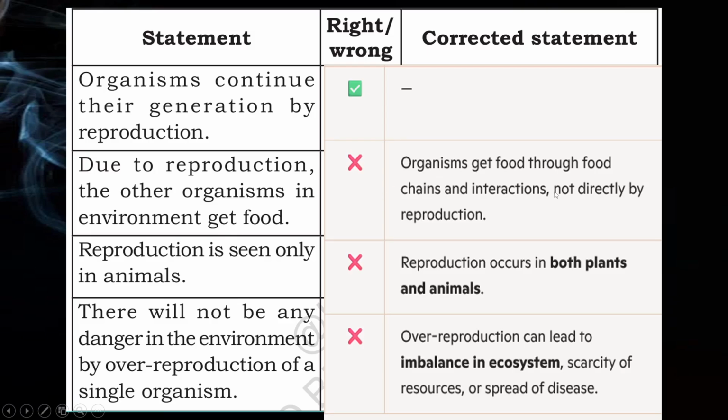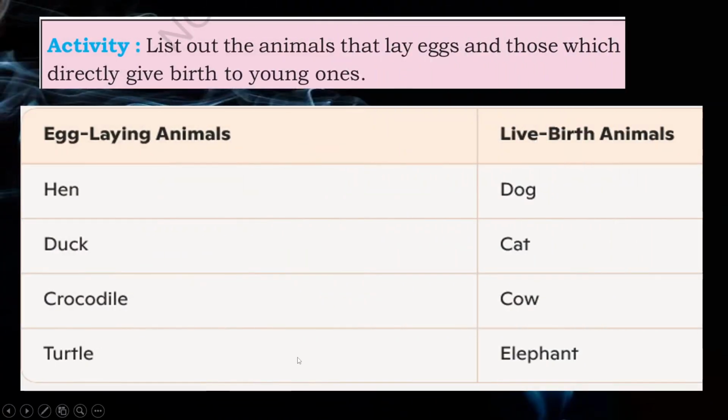Organisms get food through food chains and interactions, not directly by reproduction. This is wrong. Reproduction is seen only in animals. False. Reproduction occurs in both plants and animals. There will not be any danger in the environment by the over-reproduction of a single organism. False. Over-reproduction can lead to imbalance in ecosystems, scarcity of resources, or the spread of disease.